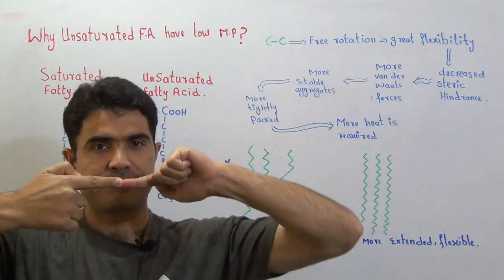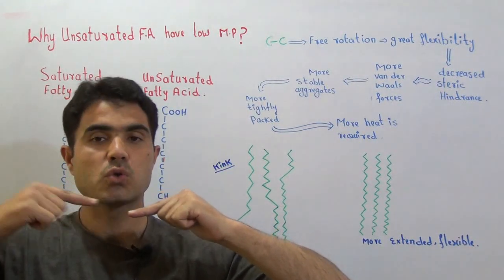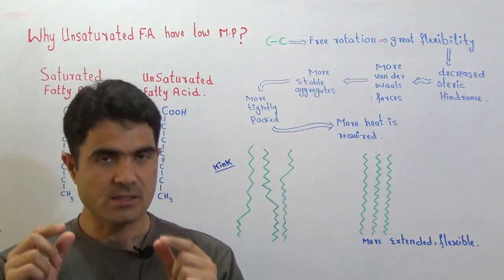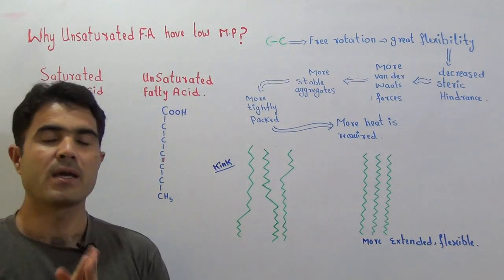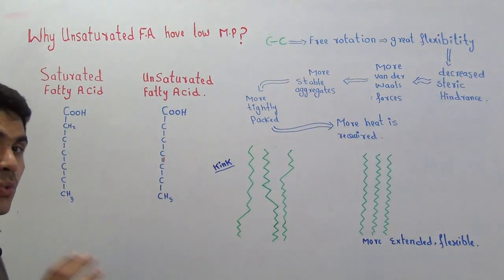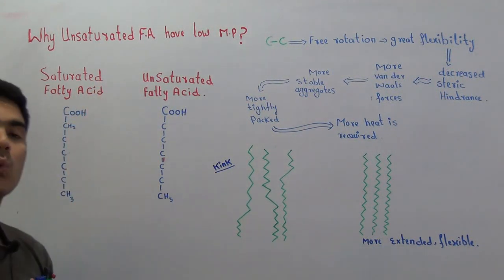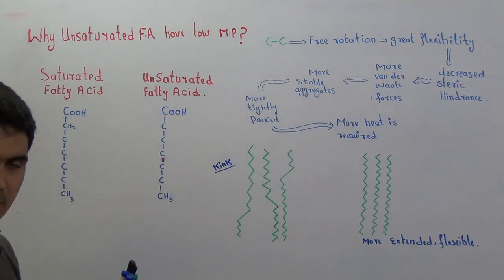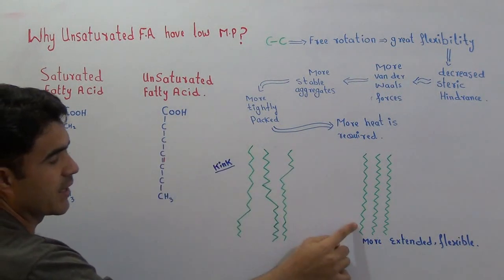There is free rotation between the carbons, and the atoms around the carbon can also rotate. This free rotation is because of the single bond. So in the case of saturated fatty acids, there will be a free rotation of the atoms. And what will happen because of this free rotation? This whole molecule will become flexible, and we can assume this structure here.